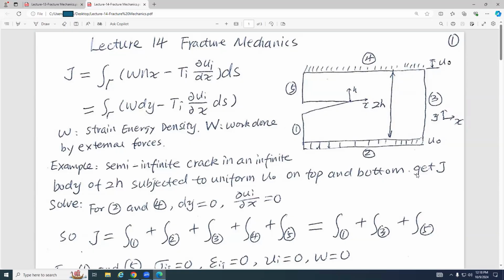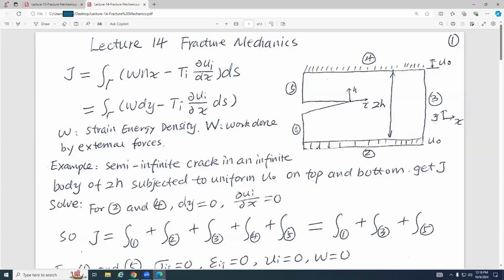And we are asked to get J based on this integral. How do we do that, guys? We just follow this equation, okay? You understand, guys? First we draw, as you can see, an enclosed curve.